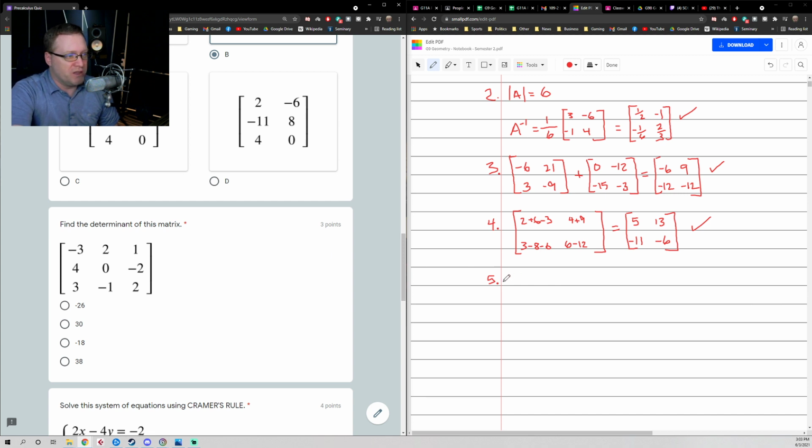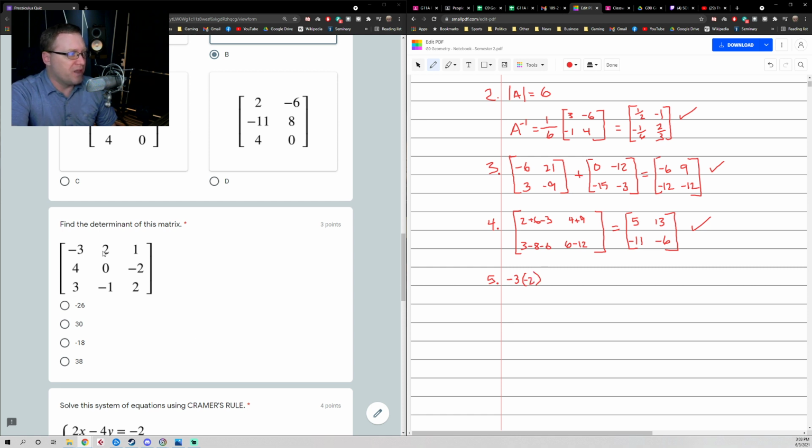We're going to start with -3. And then we're going to multiply that by, if we cross this row and this column out, we're going to have 0, -2, -1, 2. So it's 0 minus 2, because -2 times -1 is +2. So 0 minus 2 is -2.